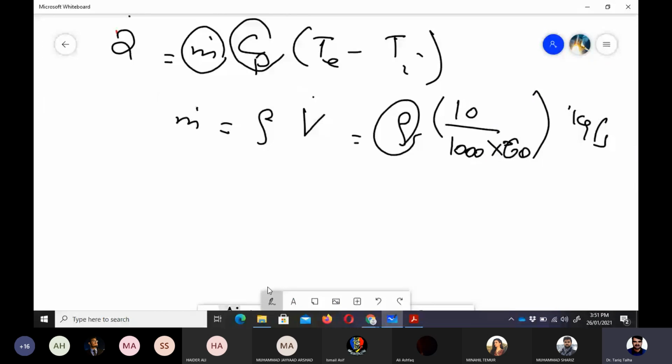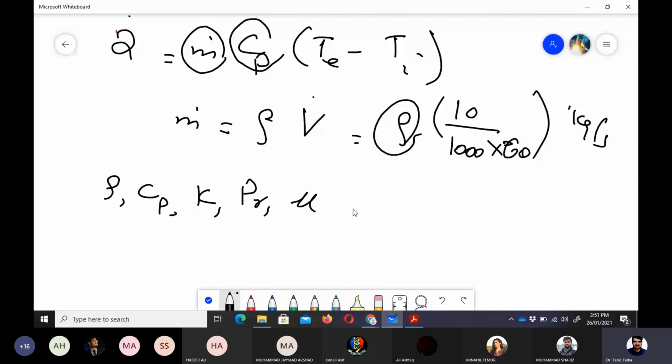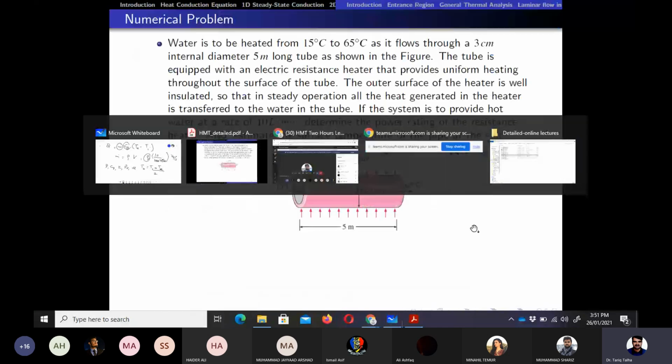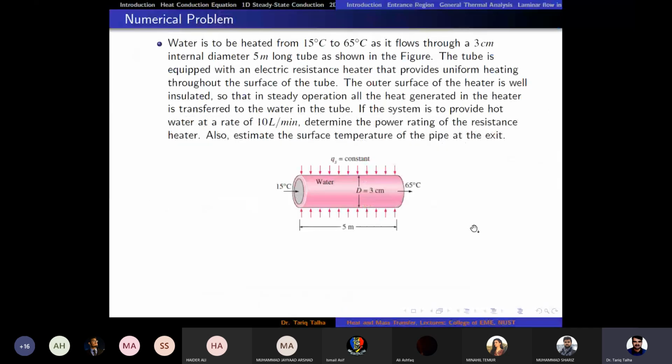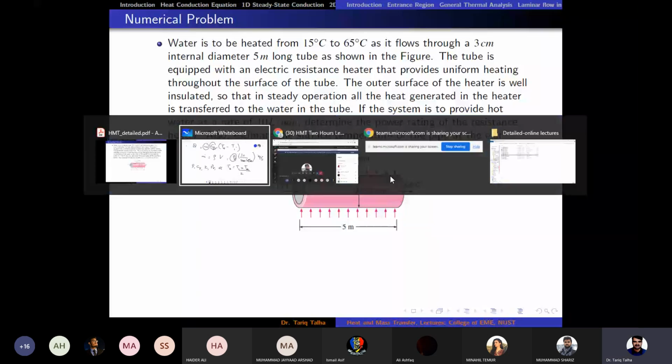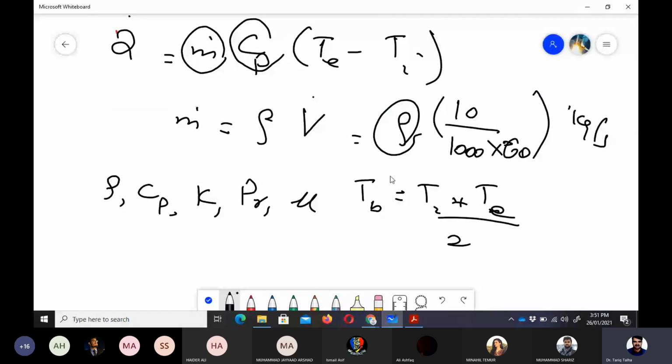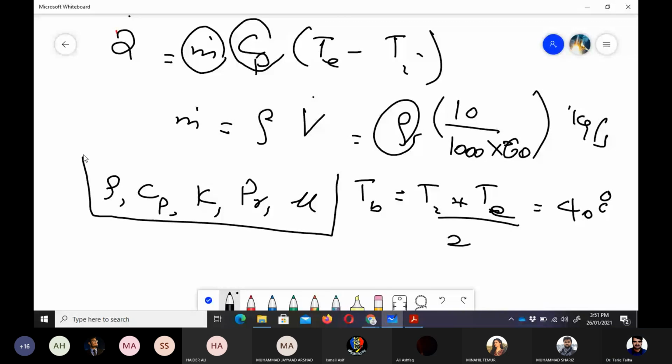These rho, Cp, k, Prandtl number, mu values would be calculated at T bulk, which is the ratio of (Ti plus Te) divided by 2. So in the problem, T bulk would be equal to 15 plus 65 divided by 2, so it would be equal to 40 degrees. So at 40 degrees, we would calculate all these fluid properties, right?